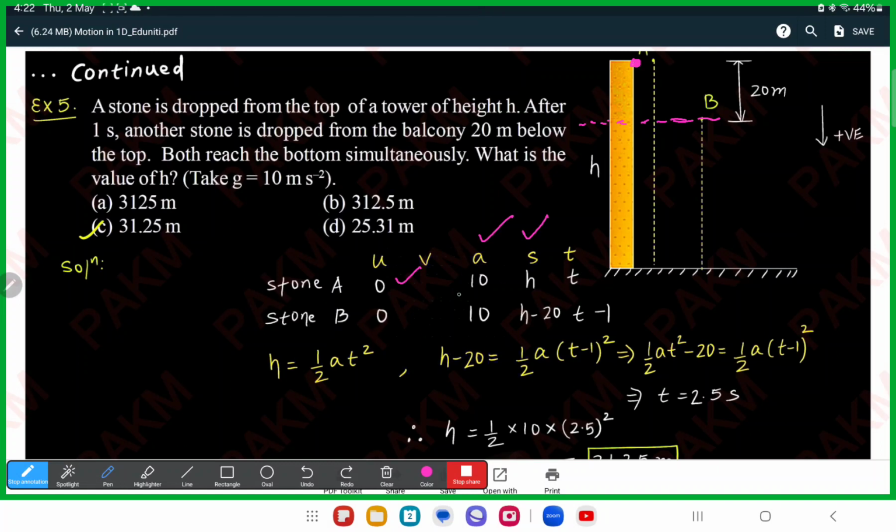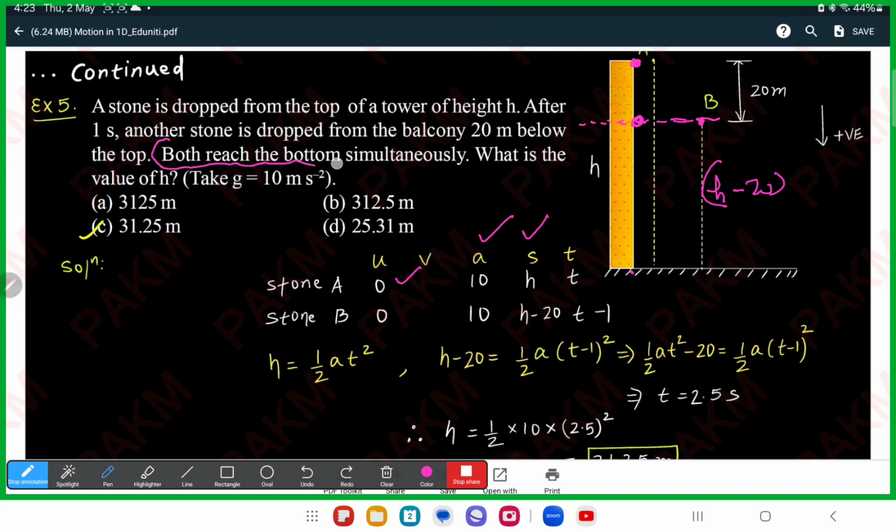And stone B, it has started its journey from h minus 20 height, because the total height is h, so it will be h minus 20. Fine. And time taken, because it is dropped 1 second after, of course it will be t minus 1. If stone A has taken, let's say, 5 seconds to reach the bottom, stone B will take, of course, 1 second less. Clear? That's why they will reach the bottom simultaneously.